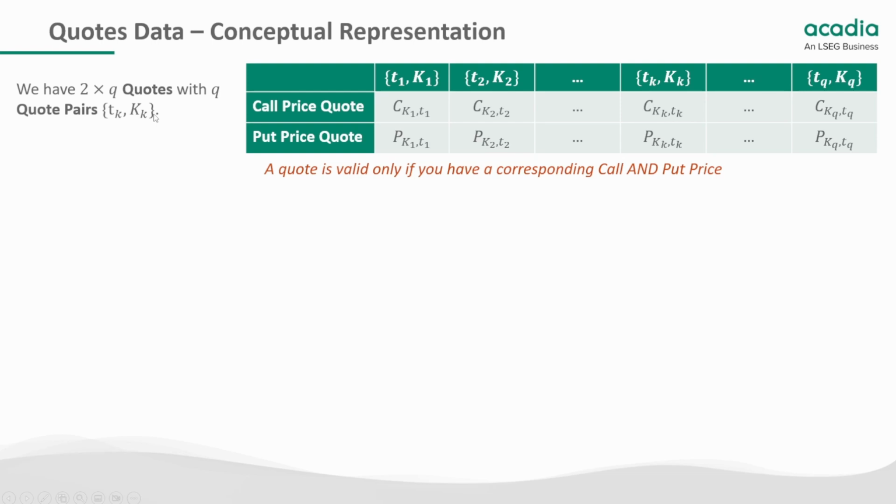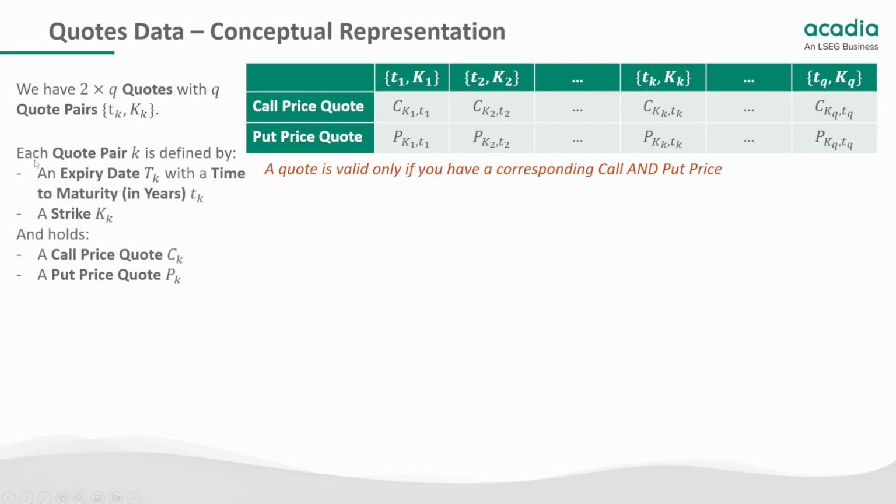Let's assume that we have a number Q of quote pairs, each defined by an expiry date small t_k and a strike capital K small k. Bear in mind that the values of these expiries can be the same across multiple pairs: T1 can be the same as T2, which can be the same as TQ, etc., and the same goes for the strikes. But each pair is unique. Now, each quote pair holds only two option quotes, which means we have 2 times Q valid quotes.